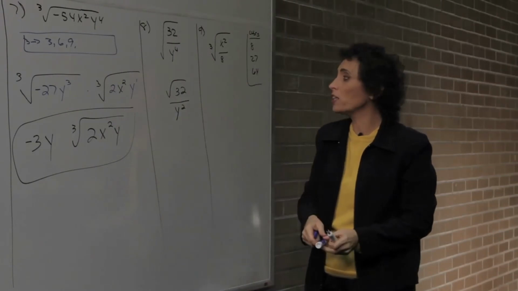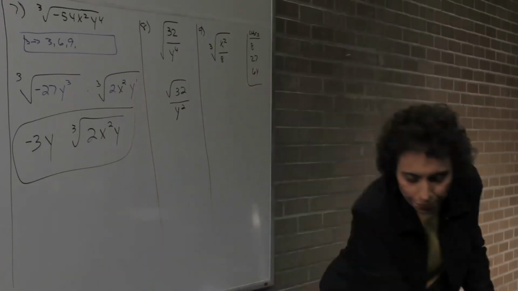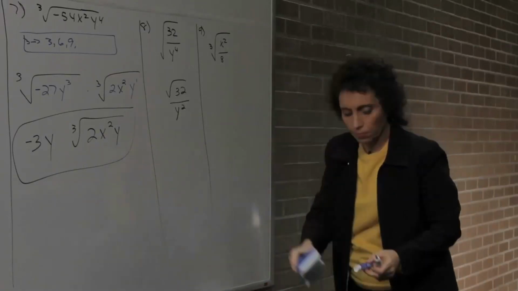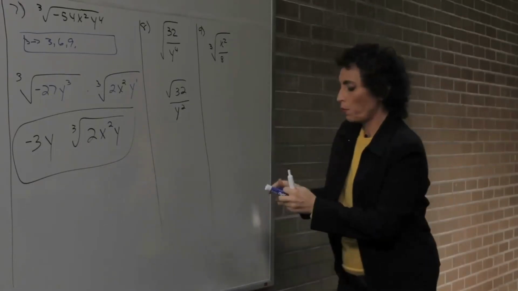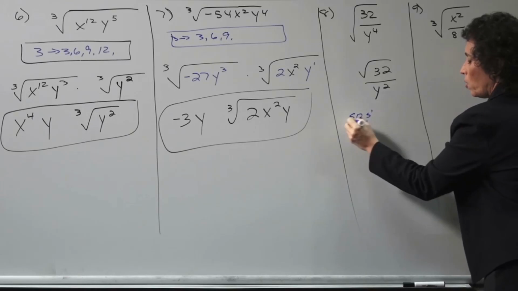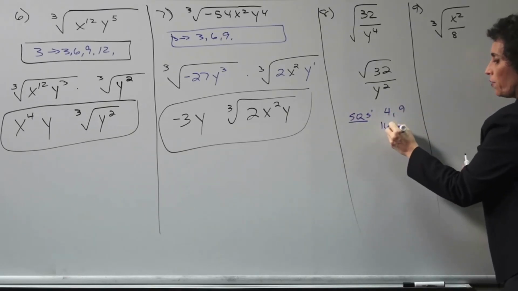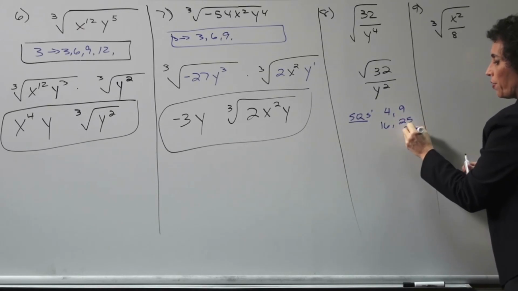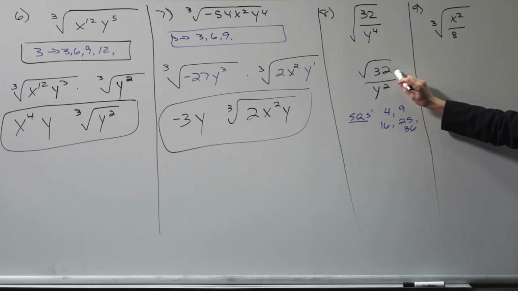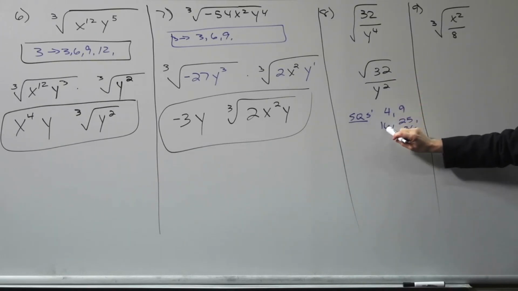So now I need to make a list of my perfect squares. I have perfect cubes here. So let's do that. Perfect squares are 2 times 2 is 4, 3 times 3 is 9, 4 times 4 is 16, 5 times 5 is 25, and then 36. Okay, well, what's the biggest number that divides into 32 without a remainder? Without a remainder, it is 16.